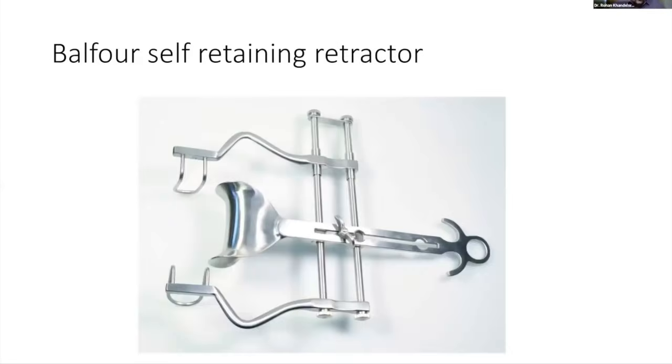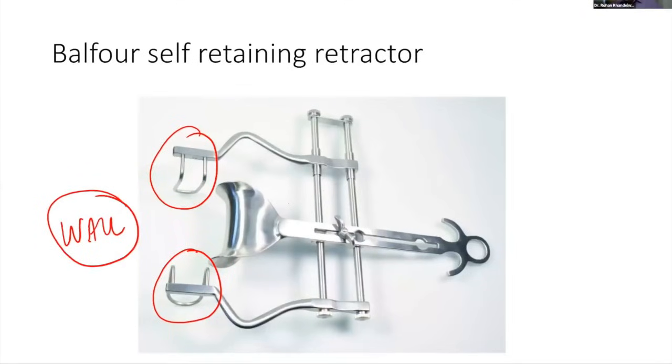This is a Balfour self-retaining retractor used for abdominal surgeries. These two blades will retract the abdominal wall. These are used for abdominal wall retraction, whereas this one will retract the bladder, whereas this Doyen's will retract the bladder. So this is a Balfour self-retaining retractor.